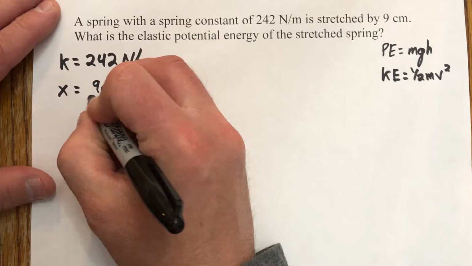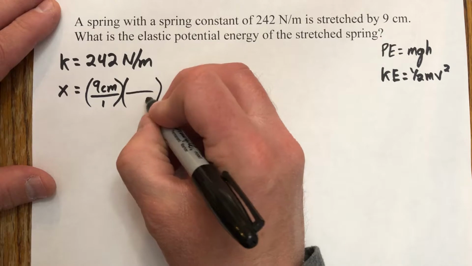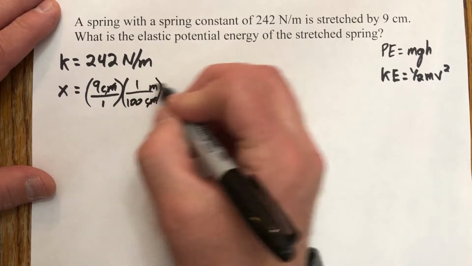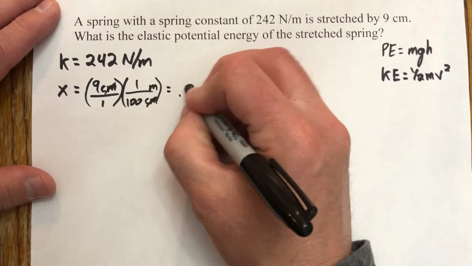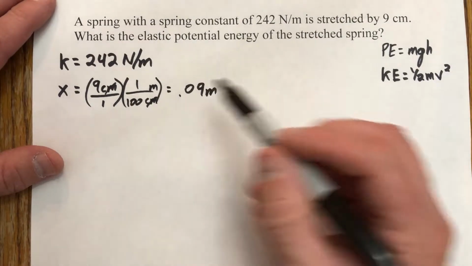But we can't use 9 centimeters. We have to know our distance in meters. So centimeters on top, so I put centimeters on the bottom so they cancel out. I go into meters. There are 100 centimeters in 1 meter. So therefore, it's 0.09 meters. Okay? All right, so let's read it again.